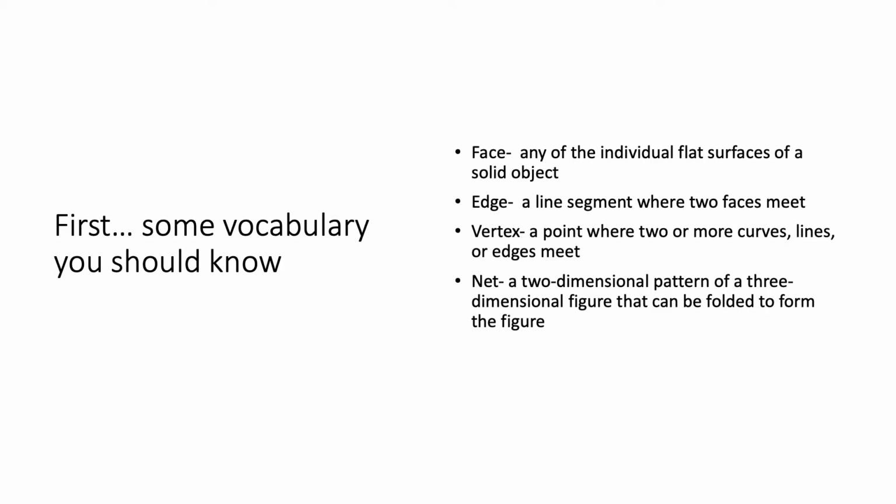First, some vocabulary you should know is face, which is any of the individual flat surfaces of a solid object. An edge is a line segment where two faces meet. Vertex is a point where two or more curves, lines, or edges meet. The plural of vertex is vertices, which you'll hear me refer to a lot during this presentation. And a net is a two-dimensional pattern of a three-dimensional figure that can be folded to form the figure.